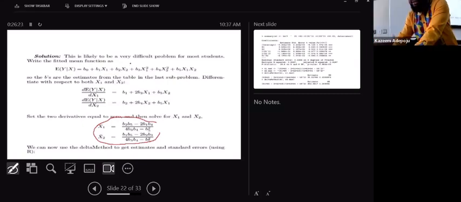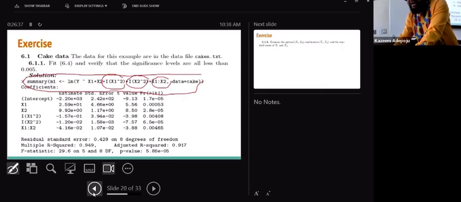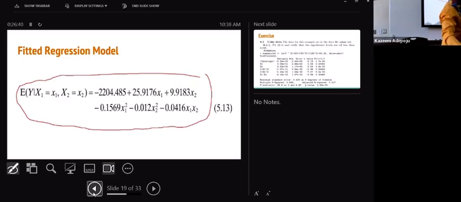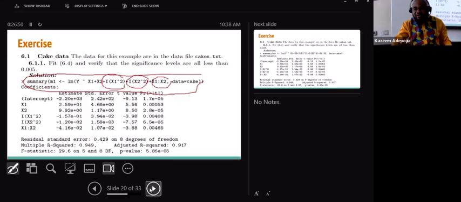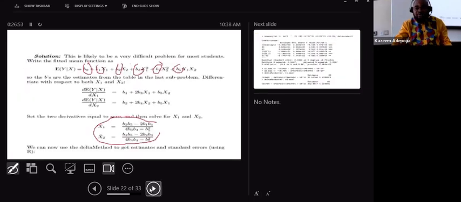Look at that. This is B2. This is B1, B0, B1, B2, B3, B4, and the B5. And all of that, they are here. Do you see that? The B0 is negative 220. The B1, the B2, the B3, the B4, the B5. Okay. Now all you just need to do is to plug in those values. When you plug in those values, you'll be able to get the values of X1 and X2.